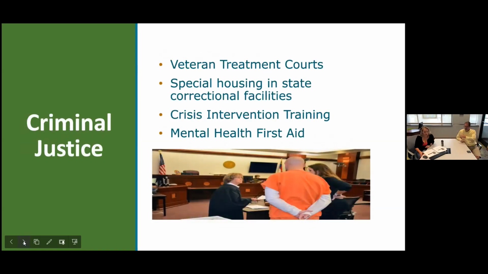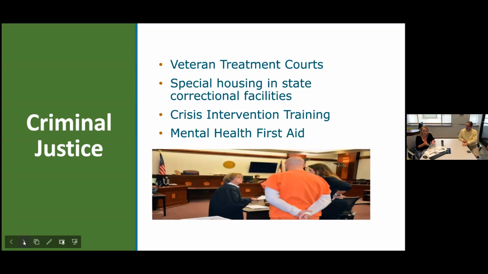Okay, so criminal justice. When a veteran first breaks the law, that should be a red flag for us that there could be some unaddressed problems. That's why they've set up veteran treatment courts, to really try to divert our veterans, because usually it's a mental health or substance abuse issue. The veteran treatment courts take a more therapeutic approach and try to keep them in the community versus putting them in the state prisons. That's the purpose of the veterans treatment courts.